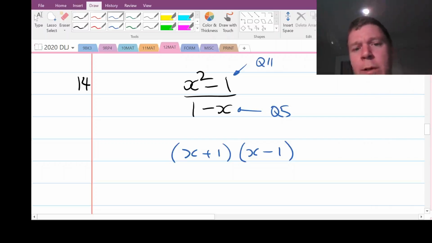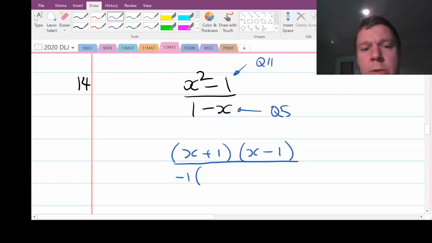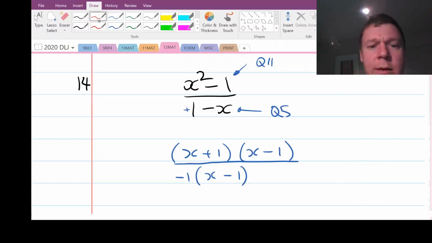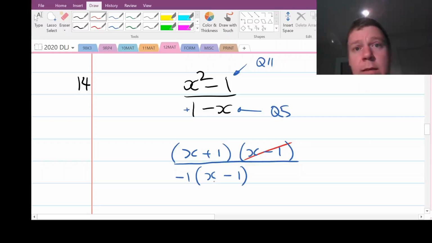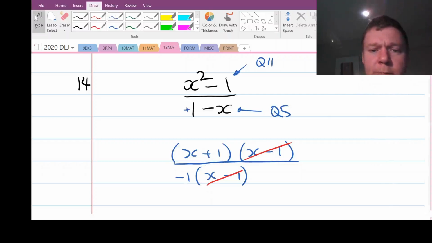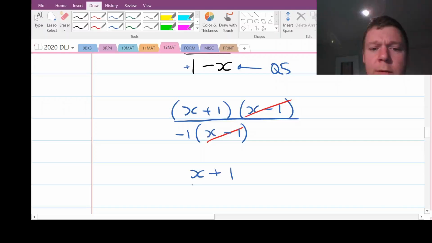So we can actually pull a factor of -1 out of this. If we pull a factor of -1 out of the bottom term, then we're just left with x, and we pull a -1 out of a positive 1, we get a -1. Okay, so that leaves us with our cancelling of x minus 1 and x minus 1. So we've got x plus 1 divided by -1, which can be simplified. So x plus 1 divided by -1 is equal to -x minus 1.